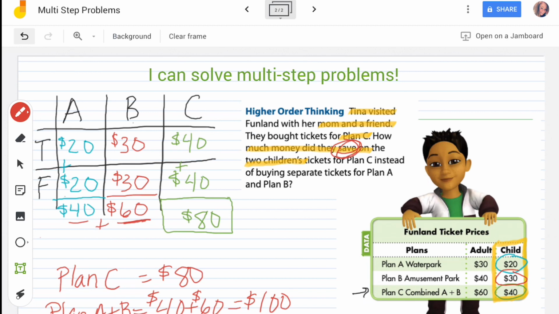Well, let's figure out how much less, like the question asks. How am I going to do that? If you're thinking subtraction, you are right. If I know that Plan A and B cost $100 and I only paid $80 under Plan C, I'm going to subtract them to find the difference. $100 minus $80 is what? $20. So that means that they saved $20.